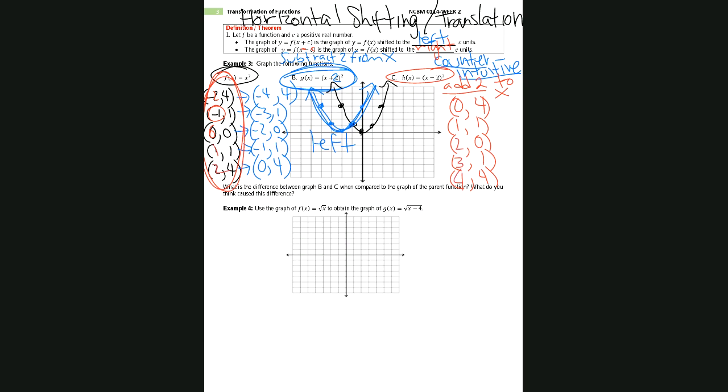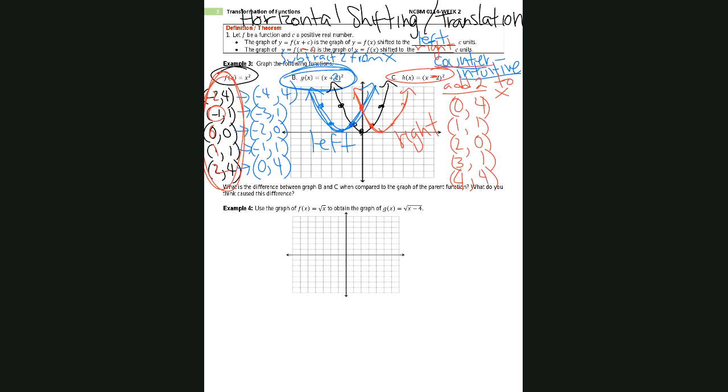So let's go ahead and plot them. So 0, 4, 1, 1, 2, 0, 3, 1, and 4, 4. And we connect them with a line. And that will give us the graph of the parent function shifted 2 units to the right. Remember, the equation had a negative there, but I told you it's counterintuitive.